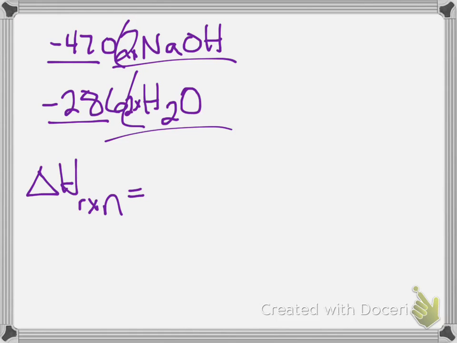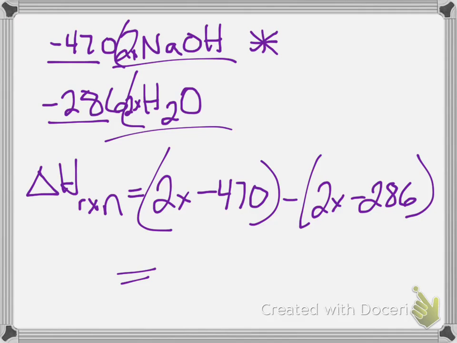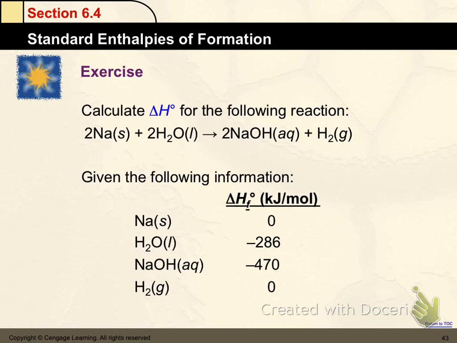So the products, which are these guys, will be 2 times negative 470, minus 2 times negative 286. You've got to see what that equals, and then your final answer there would be a number of kilojoules. Let's see what that comes out to if we do our math correctly. We're looking at negative 368 kilojoules. And again, the sodium and the hydrogen didn't really take part in that.